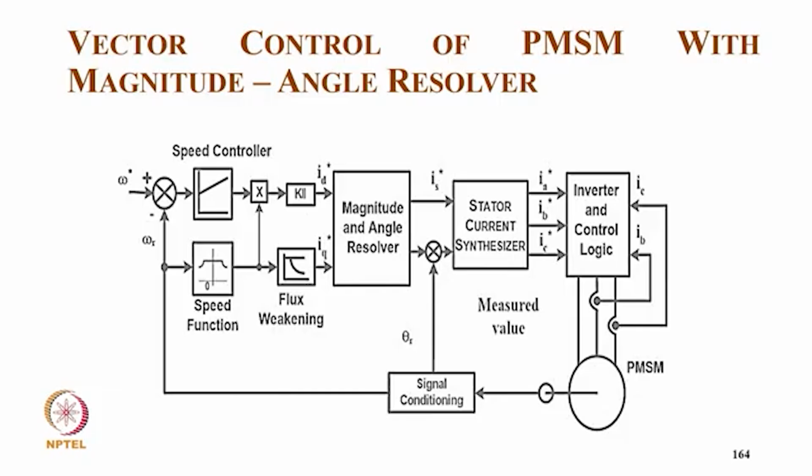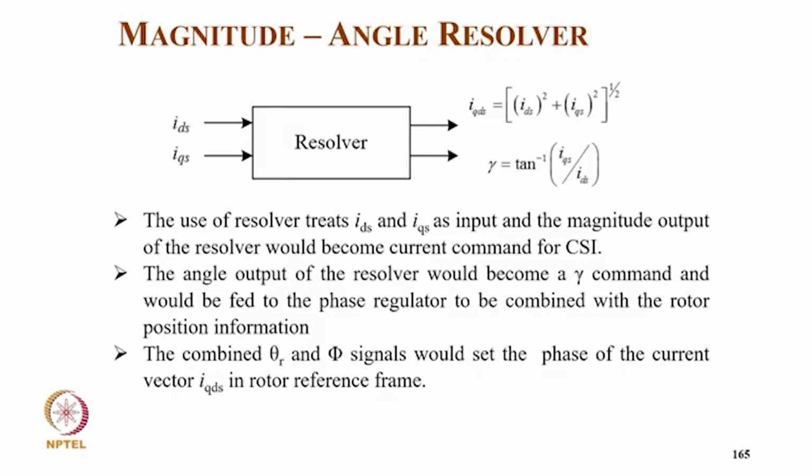And then from magnitude angle we calculate the angle as well as the magnitude, and from this we have a current synthesizer to get IA*, IB*, IC*, and we sense the two currents, and we have inverter control logic for the current controller. So this is how we get IDS and IQS through the resolver. We get typically IS, that is square root of IDS squared plus IQS squared, and gamma equal to tan inverse ID upon IQ. So the resolver treats IDS and IQS as inputs, and the magnitude of the resolver will become the current command for the current source inverter.